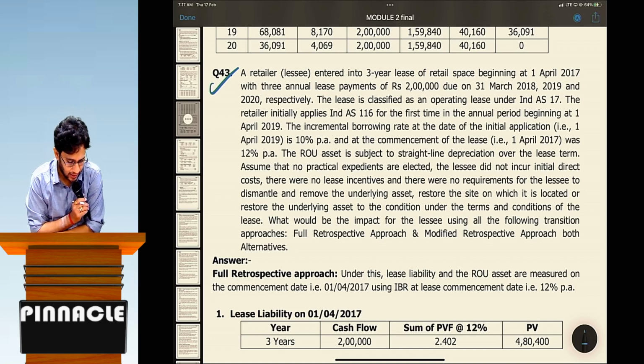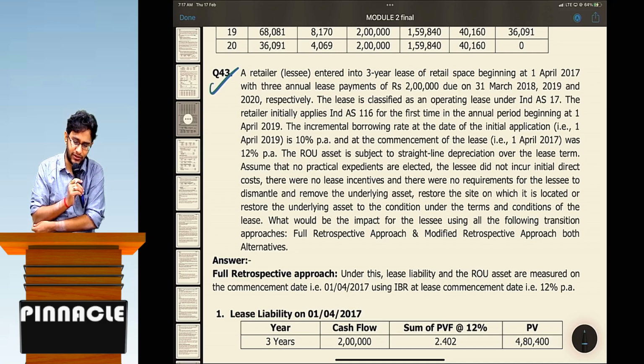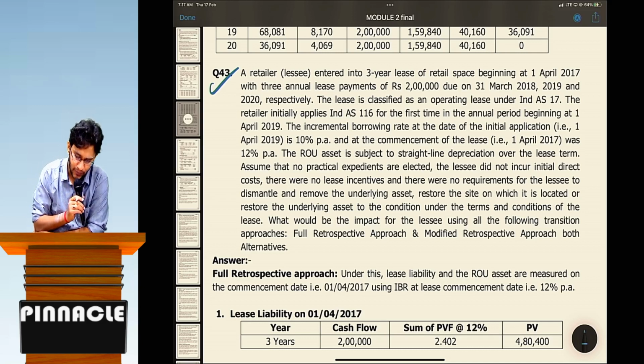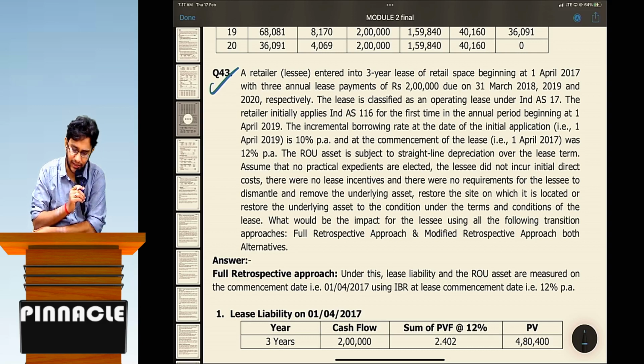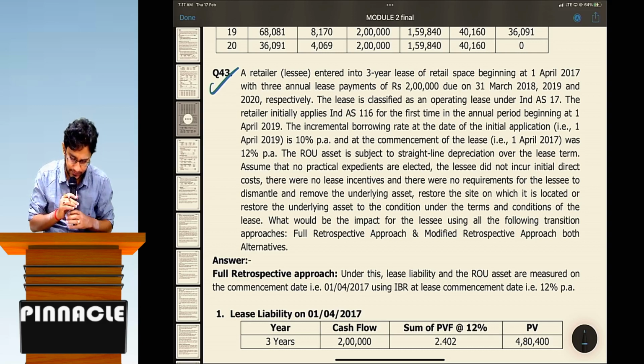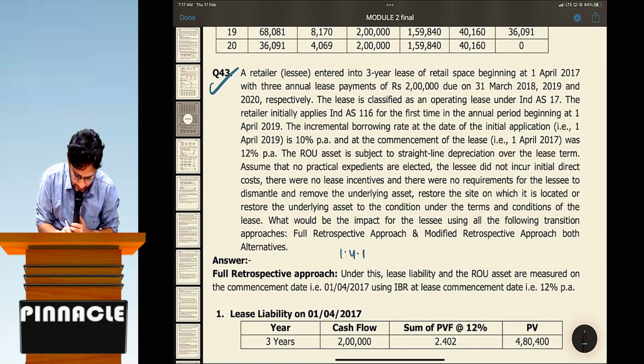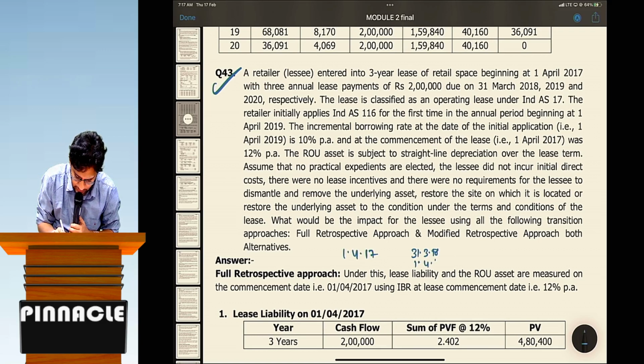The retailer initially applies IND AS 116 for the first time for the annual period beginning at 1st April 2019. Okay, nice. That means 1/4/17, 31st March 17 and 31st March 18 and 1/4/18 are the same date, and then coming to 31st March 19, which is also 1/4/19.